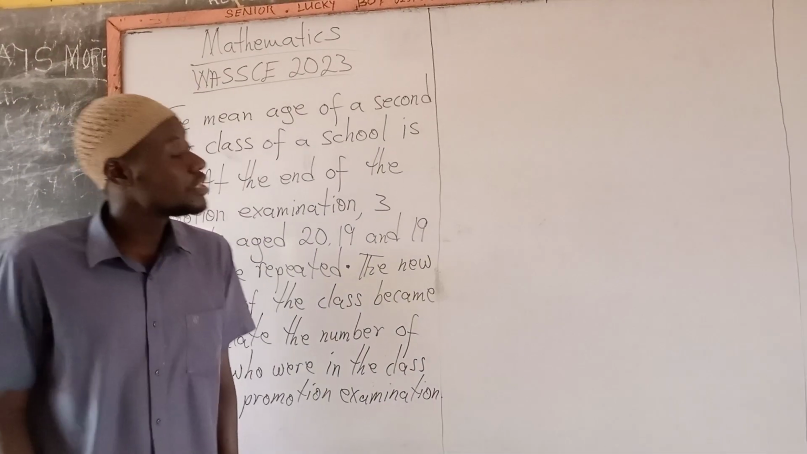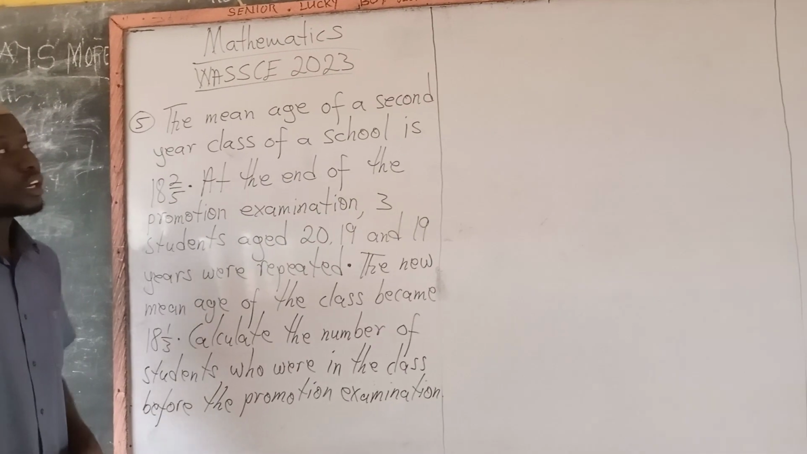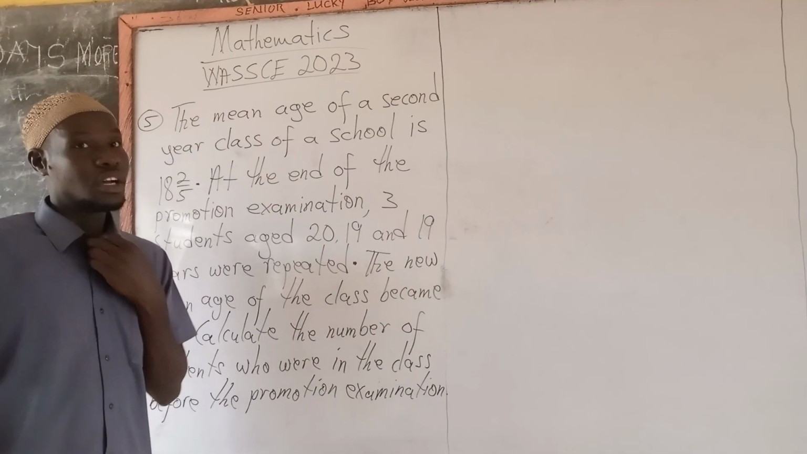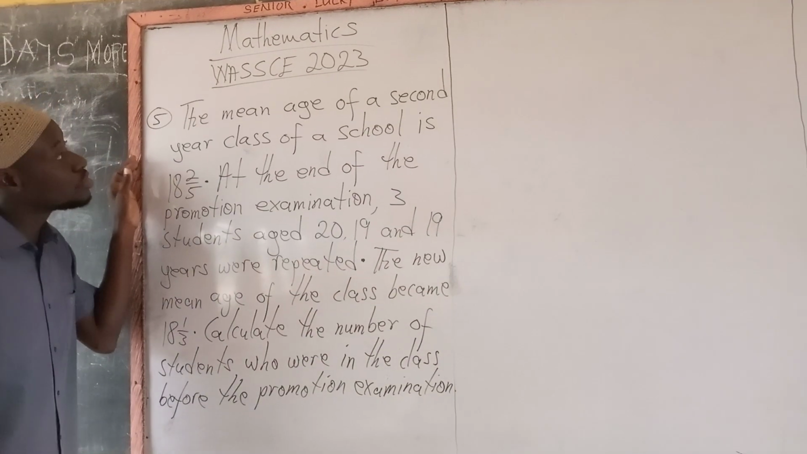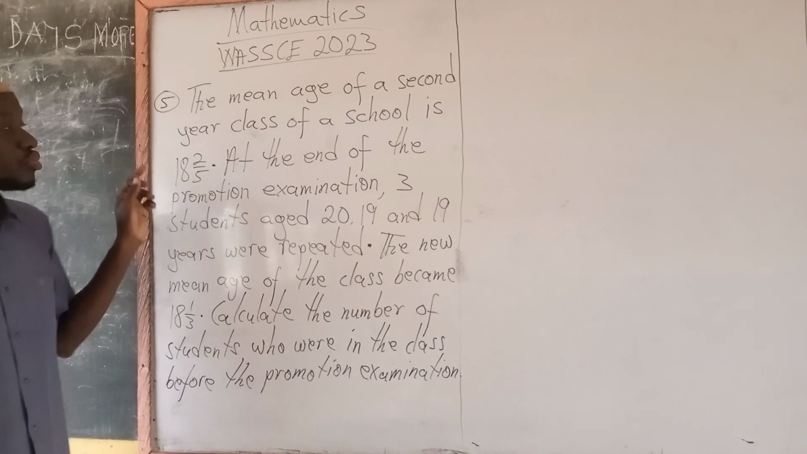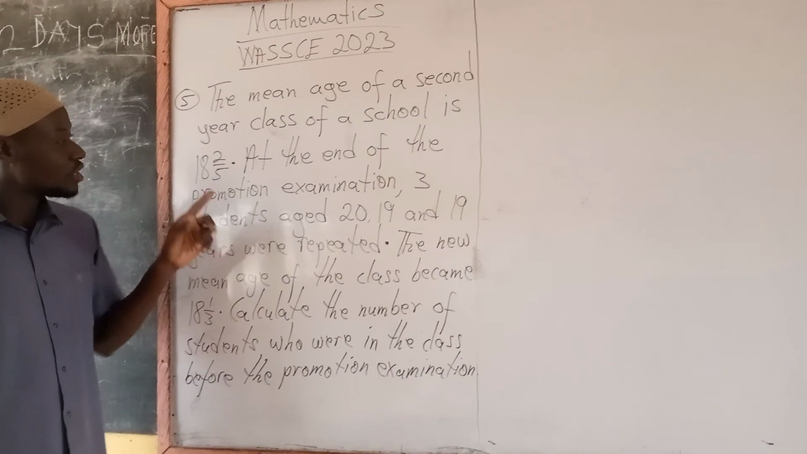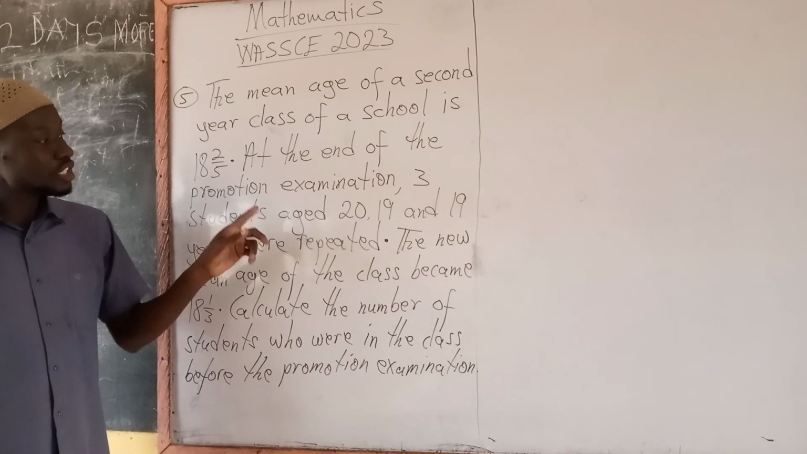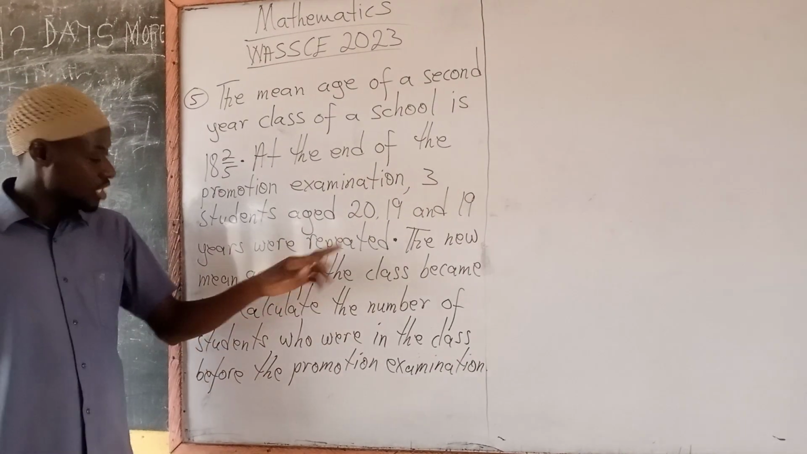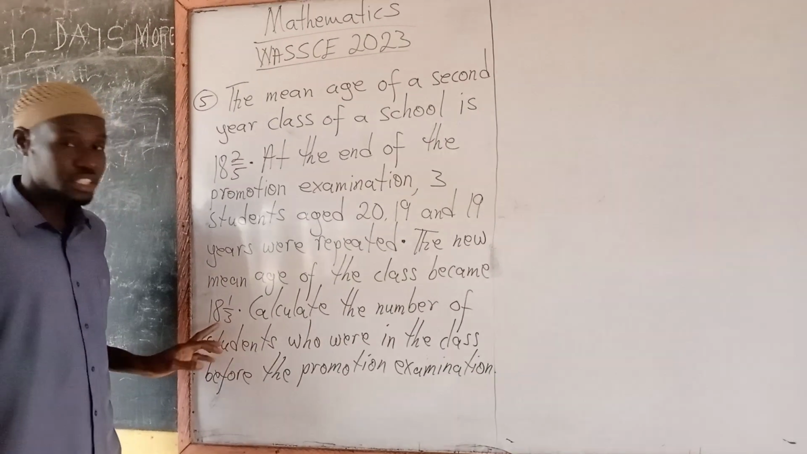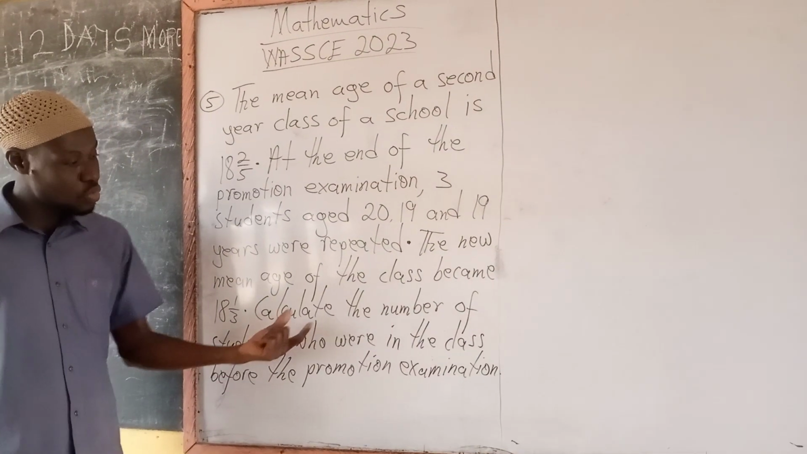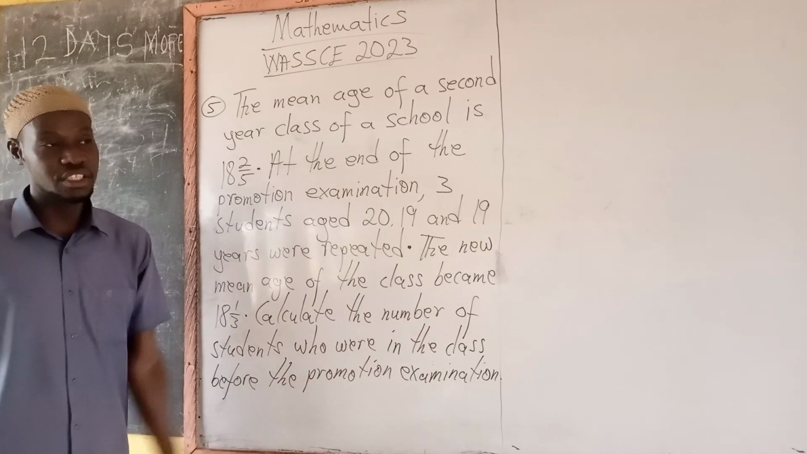So in this video, we are going to solve question 5 of the just recently written WASSCE core maths. The question goes that the mean age of a second year class of a school is 18 whole number 2 divided by 5. At the end of the promotion examination, 3 students aged 20, 19 and 19 years were repeated. The new mean age of the class became 18 whole number 1 divided by 3. Now we should calculate the number of students who were in the class before the promotion examination.